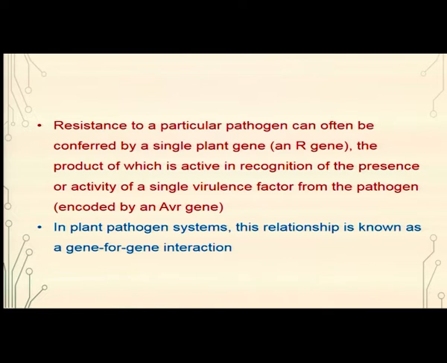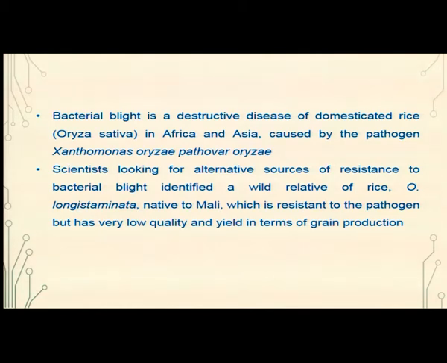A typical example, bacterial blight, is a destructive disease of domesticated rice, Oryza sativa, and is very widespread in Africa and Asia. It is caused by the environmental pathogen Xanthomonas oryzae. Scientists looking for alternative sources of resistance to this bacterial blight identified a gene in the wild plant Oryza longistaminata, which is native to Mali and is resistant to the pathogen.